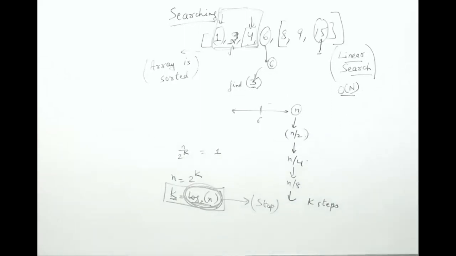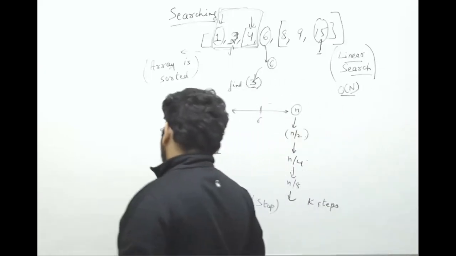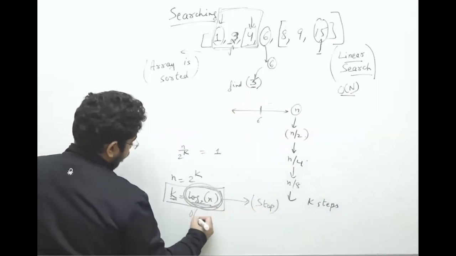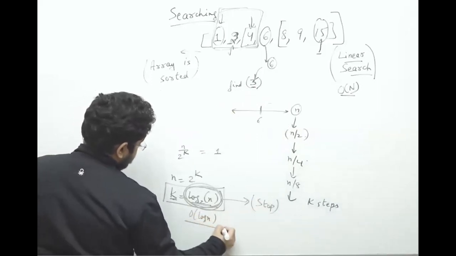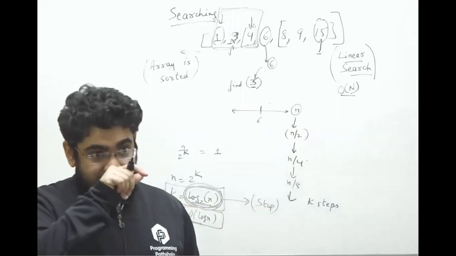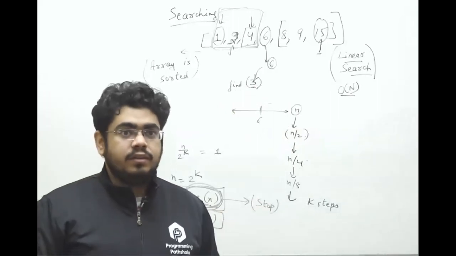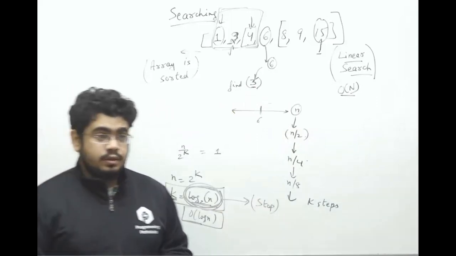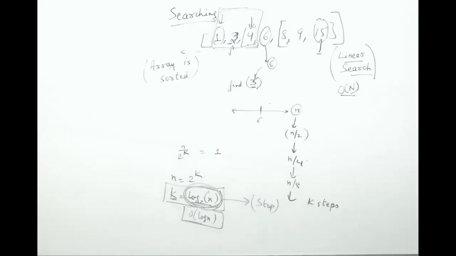So that is why the time complexity of binary search becomes log n instead of it being O(n), right? And log n, as you can see, is very, very less than O(n). Is this much clear to everyone? Anyone with any doubt, let me know.